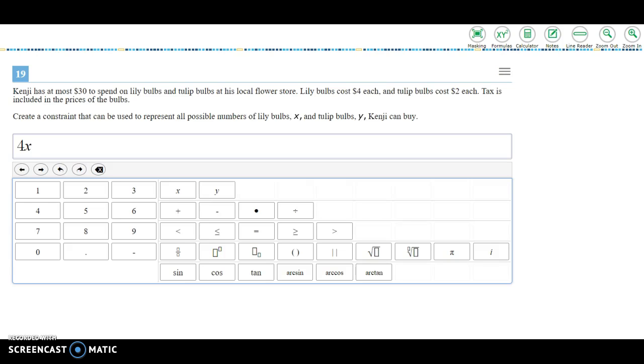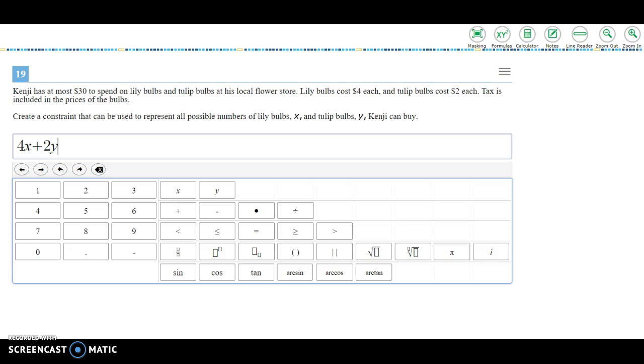We're going to add that to the amount of tulip bulbs he buys. So 2 for his first tulip, plus another 2 for his second tulip, plus a third, on and on. But we don't want to write it like that. We want to put Y in its place. So 2 times Y, every single tulip bulb he purchases, we multiply it by 2. So now we think about the constraint.